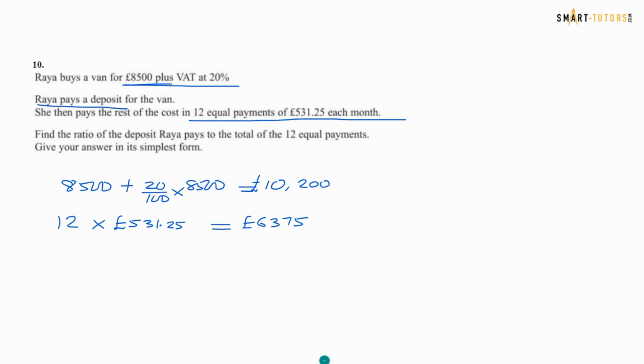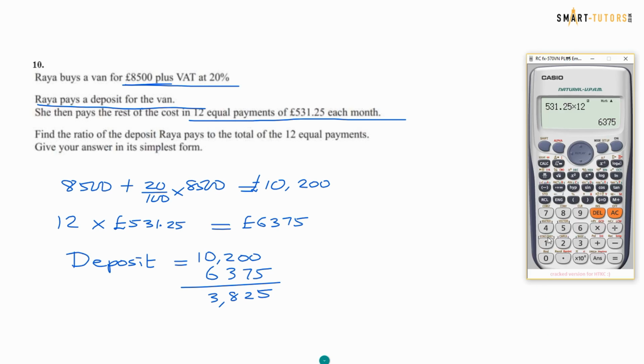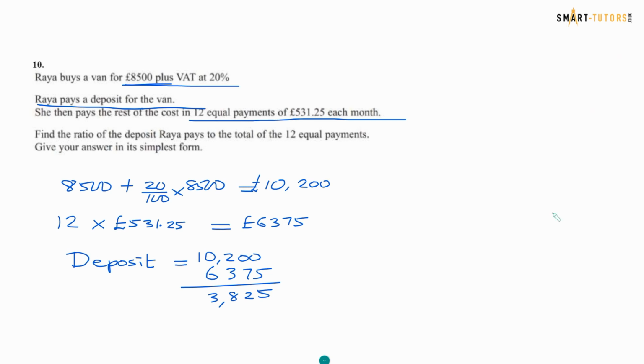And Raya pays a deposit, we don't know, so the deposit is 10,200 take away 6,375. So that is going to be 3,825. Let me check it quickly: 10,200, take away the answer 3,825. That is perfect. So that is the deposit. So we already found the deposit.